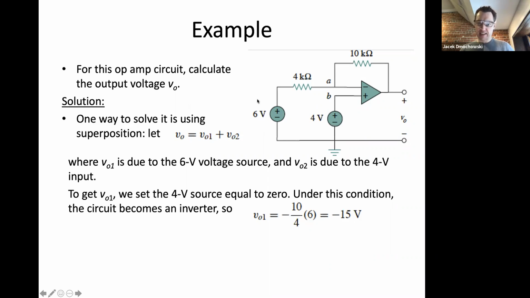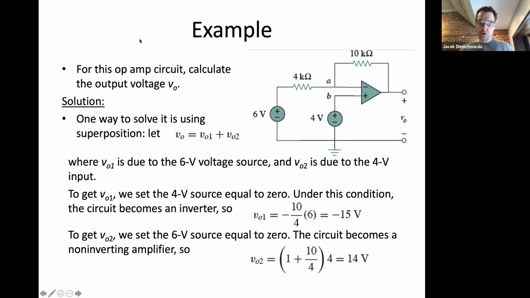Now let's disconnect the 6-volt battery and keep the 4-volt, right? In that case, you have a non-inverting amplifier with a gain of 1 plus 10/4, in other words, a gain of 3.5. A gain of 3.5 with an input of 4 equals 14 volts. So if you sum these two up, you get an output of -1 volt.